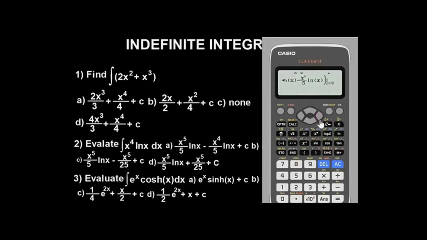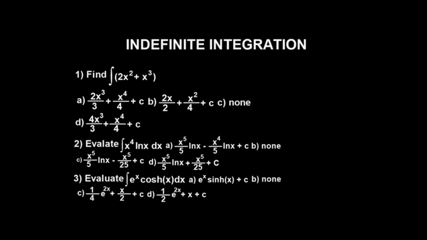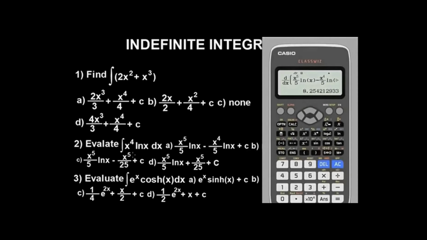So go over here and put the 2 we stored. Very simple, guys. 8.25. No, we got 11.09. So let's check option B. Let's check what option B was saying. None. Okay, let's check option C.